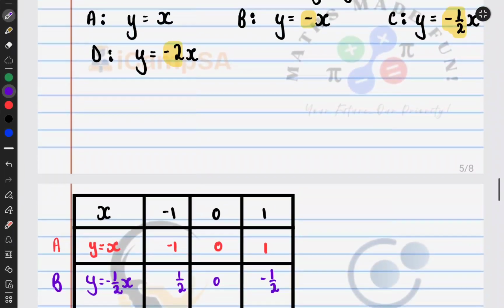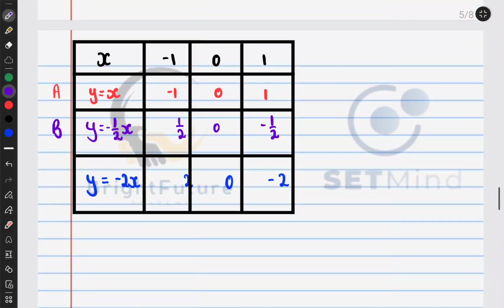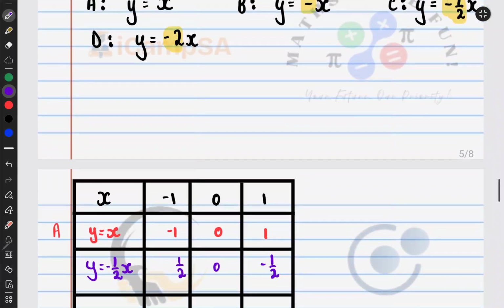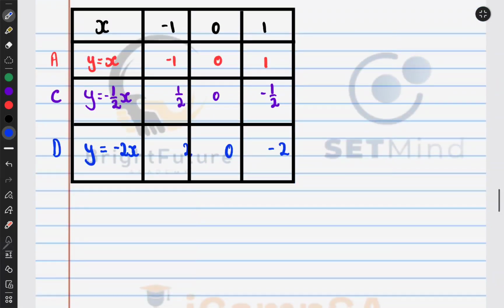Oh, I forgot to put the one for y is equal to negative x. Y is equal to negative x. This is b, sorry, this is c. This is c and this is d. Let's quickly put b here. B is y is equal to negative x. We're going to have 1, 0 and negative 1. So yeah, that is that.